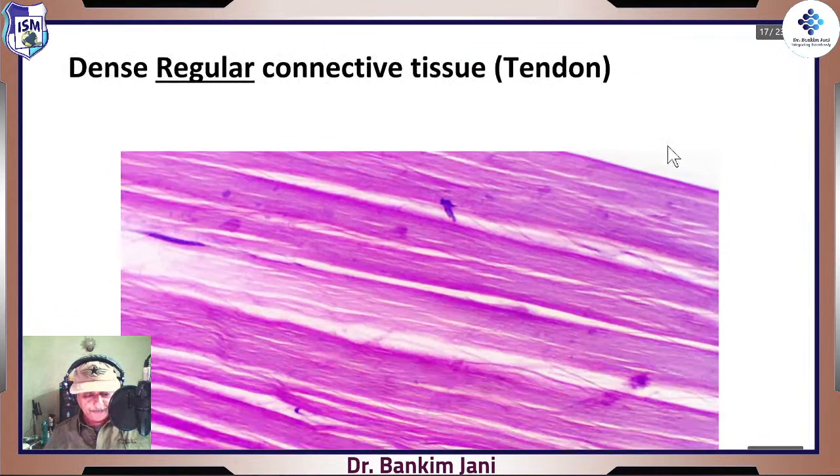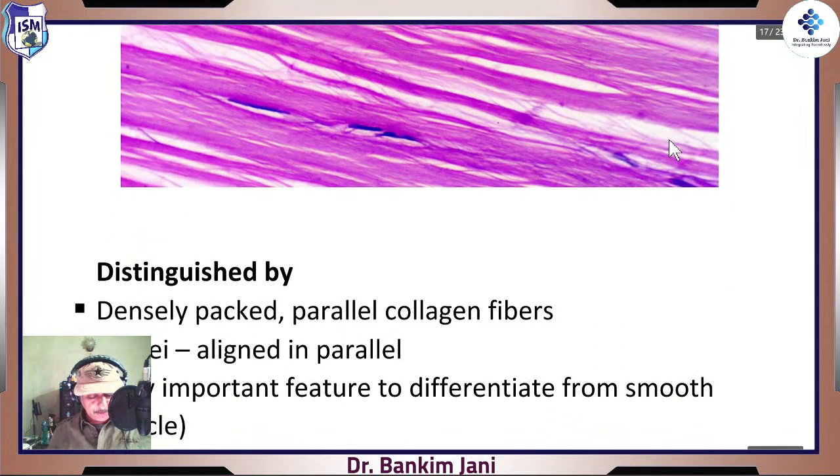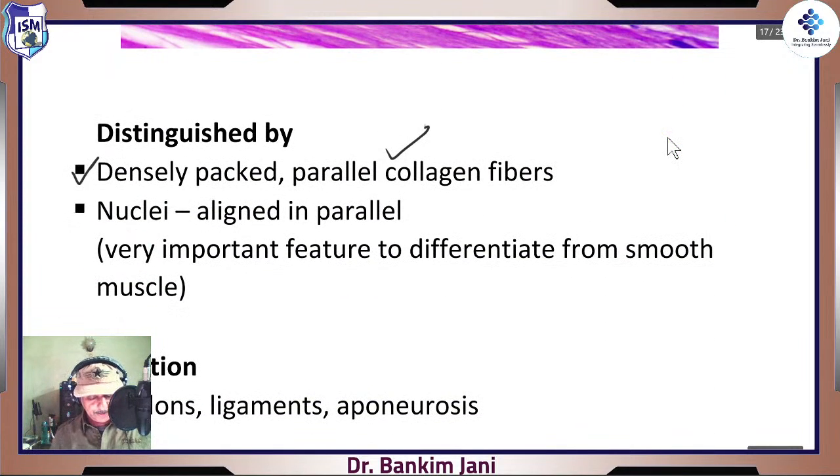Dense regular connective tissue. Now see, these are the dense regular connective tissue. Tendon, the tendon. See, so clean, so dense. Densely packed, parallel collagen fibers. These are the nuclei which are aligned in parallel, and that is a very important feature to differentiate from smooth muscles. So this means we are talking about, say, striated muscles.